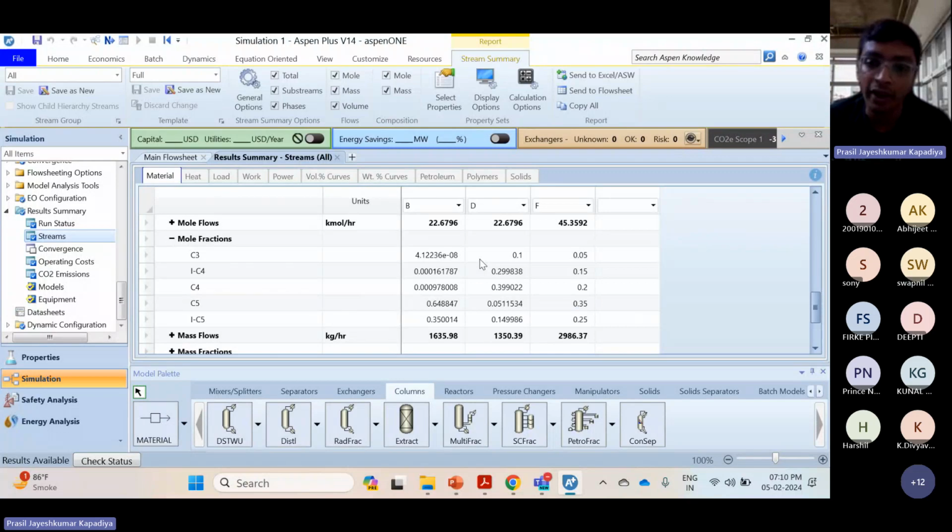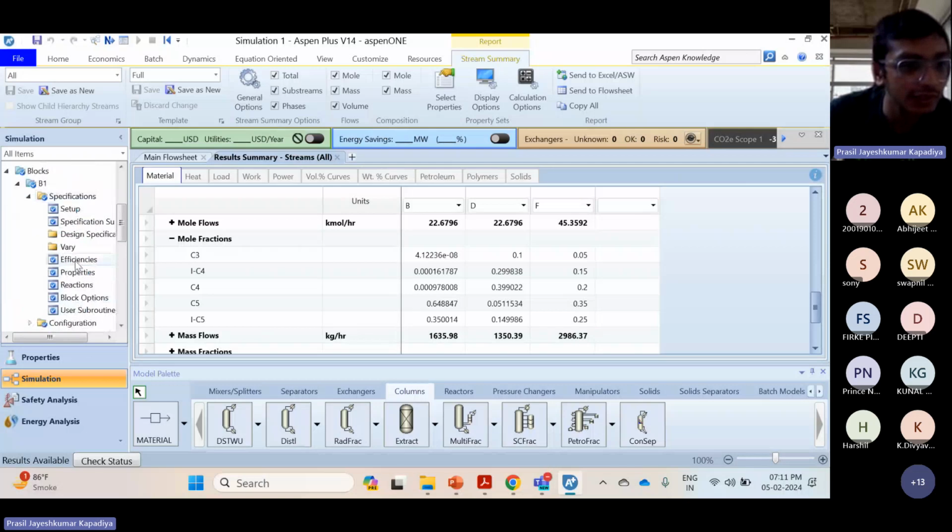But our trays are not efficient. So what will happen? Product quality will reduce or increase? It will reduce. So let's say product quality is reducing with reducing Murphree efficiency, and I want the same product quality now. So what should I do? Increase more number of stages. Correct. Okay, now let's add Murphree efficiency and see what happens.